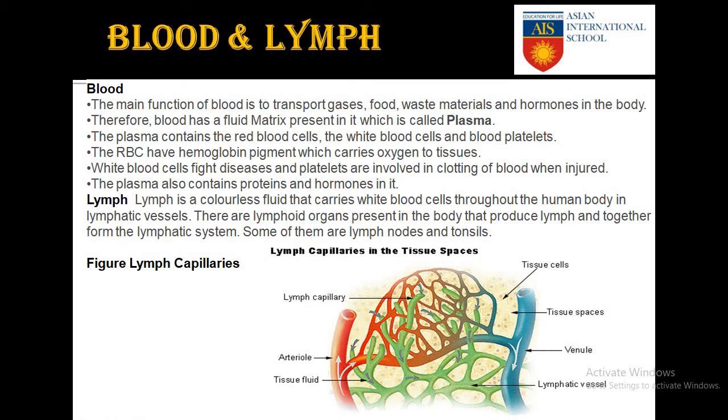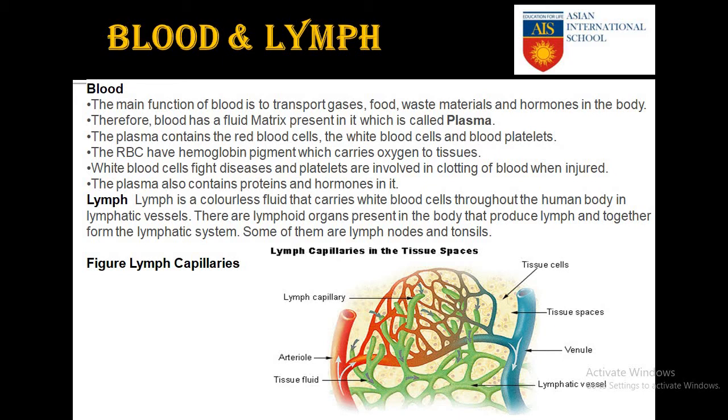Now, blood and lymph are the fluid connective tissues. The main function of blood is to transport gases. It transports oxygen to the different parts of the body cells, and it removes carbon dioxide. So it transports gases, food, waste materials, and hormones in the body.